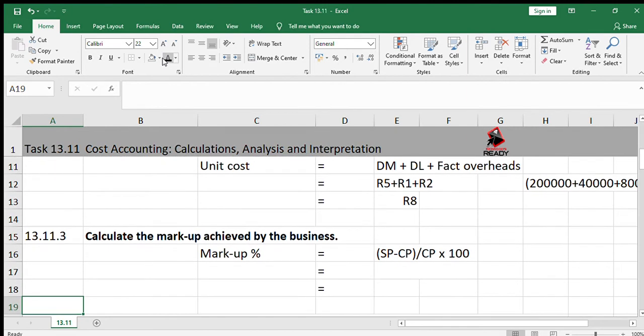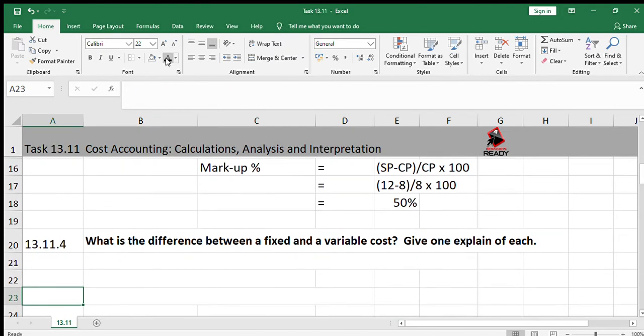Okay, in 13.11.3, you have to calculate the markup percentage, and this is the normal formula we use for markup, which is selling price minus cost price divided by the cost price multiplied by 100. The selling price was given to us right at the beginning of the question, which was 12 Rand. The cost price, we just calculated, is 8 Rand. So we're going to say 12 minus 8, that's the gross profit per unit, divided by the 8 Rand cost price, and multiply the answer by 100. This will give you an answer of 50%.